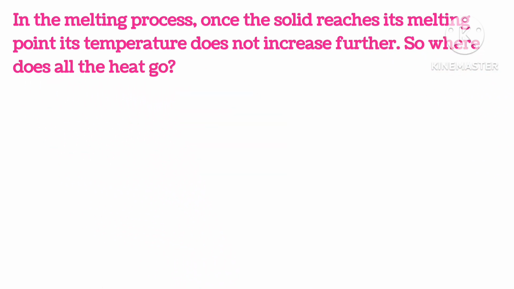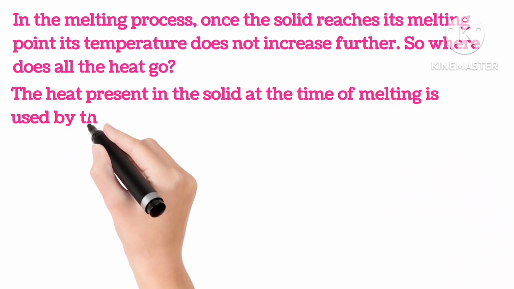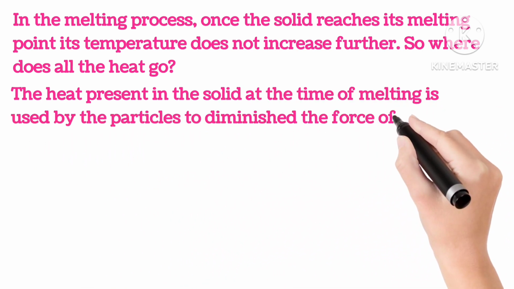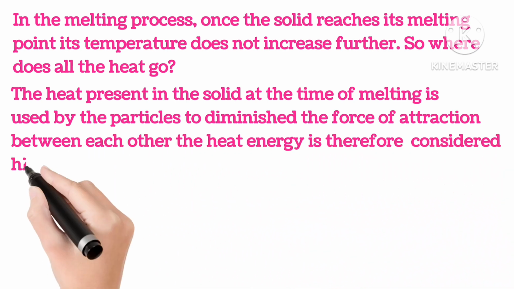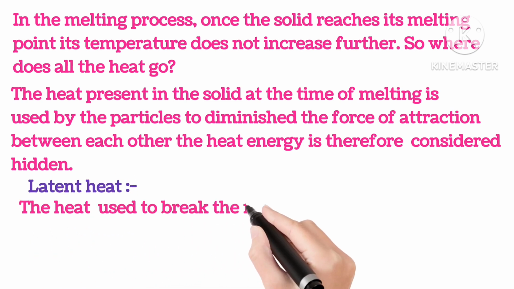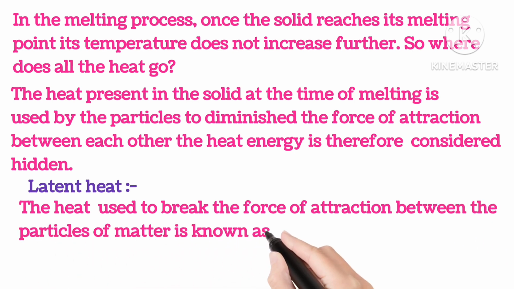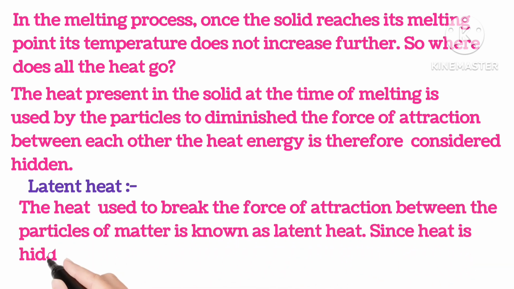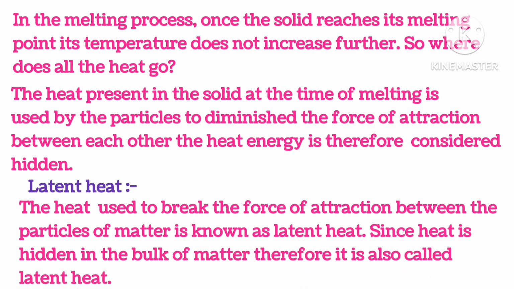So where does all the heat go? The heat present in the solid at the time of melting is used by the particles to diminish the force of attraction between each other. The heat energy is therefore considered hidden. Latent heat. The heat used to break the force of attraction between the particles of matter is known as latent heat. Since heat is hidden in the bulk of matter, it is called latent heat.